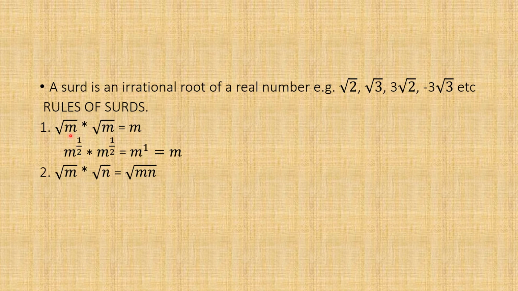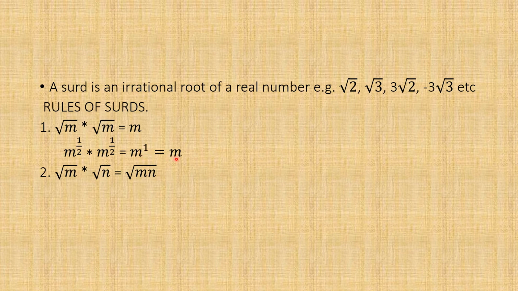We know that root m is the same as m power a half, and again, root m here is the same as m power a half. For numbers with the same bases, we just add up their exponents. Therefore, here we have m power a half and m power a half, so we add up a half and a half. A half plus a half is giving me 1. Therefore, I have m power 1, and m power 1 is equivalent to m.